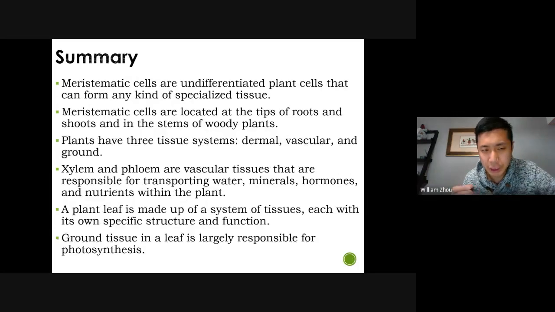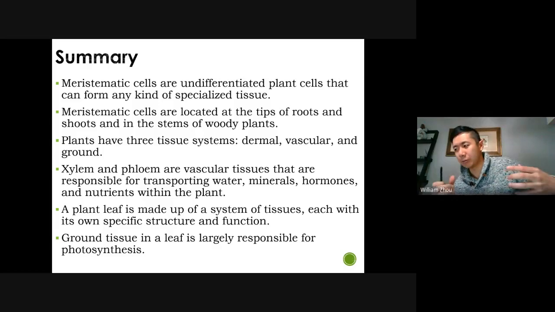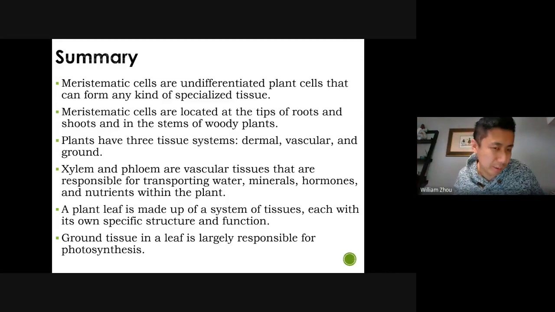And there are different tissues. Meristem, they're like the stem cells. That's where the plant grows. And once those cells reproduce, they become all the other tissues, just like stem cells. There are three types of tissues: dermal, vascular, and ground. Dermal, they're the skin tissues. Vascular, they're the veins, xylem and phloem. And the ground tissues, everything else: photosynthesis, storage, and support.